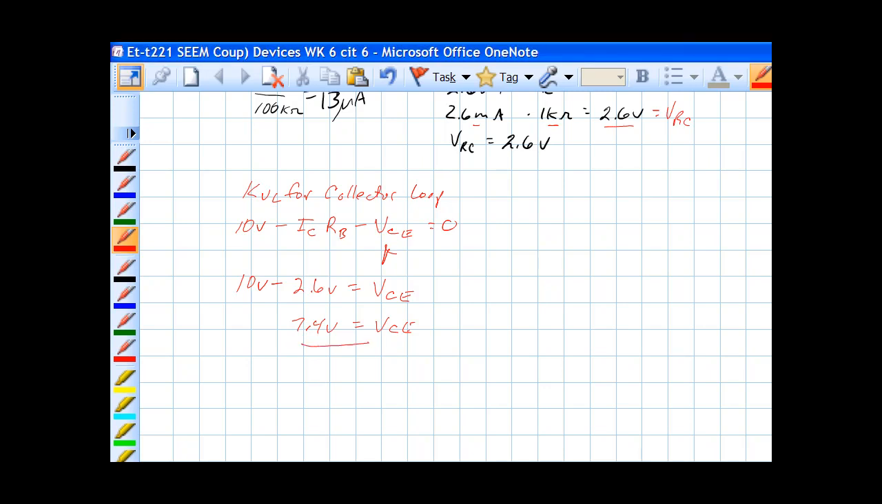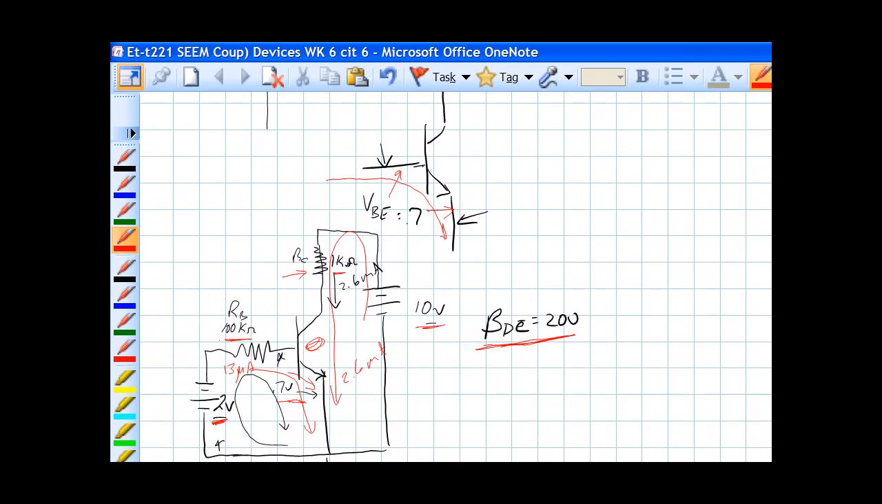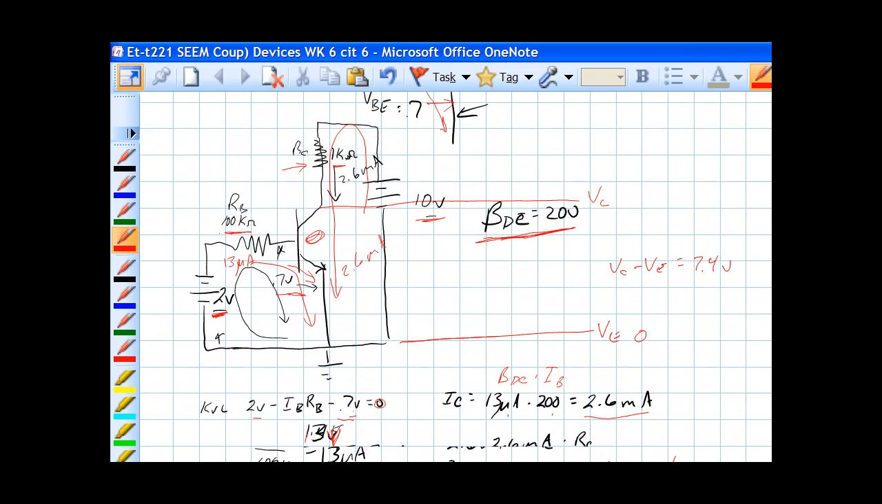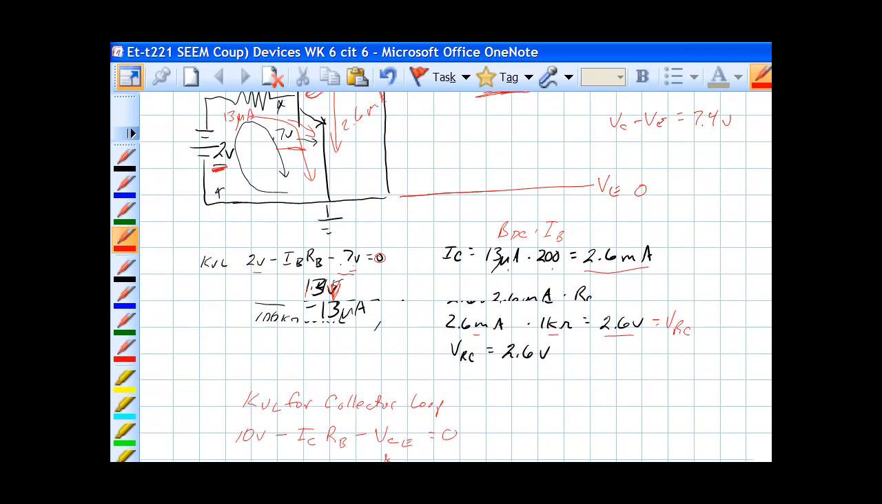So if we take this 7.4 volts VCE and plug it in, the voltage drop from here, VC, to here, VE, so that would be VC minus VE, because this is zero, is equal to 7.4 volts. Very interesting circuit. If I increase the current here, the voltage here is going to go down. If I decrease the voltage here, then the voltage here is going to go up. Very interesting device.